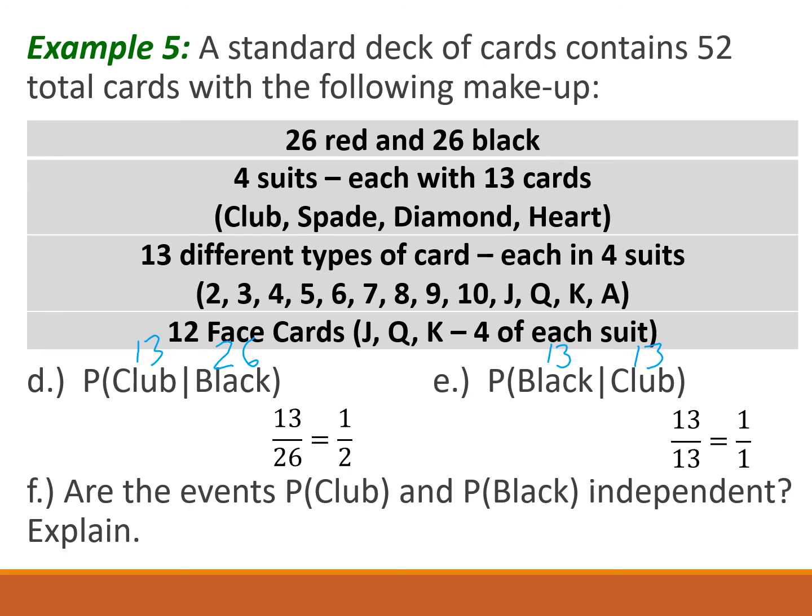F, are the events club and black independent? We can check either of these. Let's say we stuck with this first problem here. All right, so is this probability the same as just the probability of drawing a club? All right, there's 13 clubs out of 52 cards. That simplifies to 1/4. Okay, that's different than this fraction. All right, these are not independent.